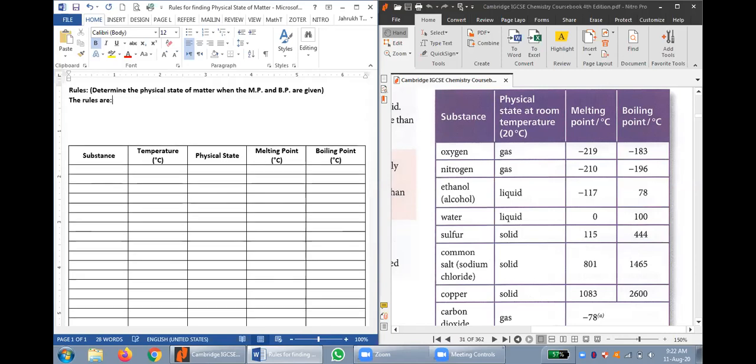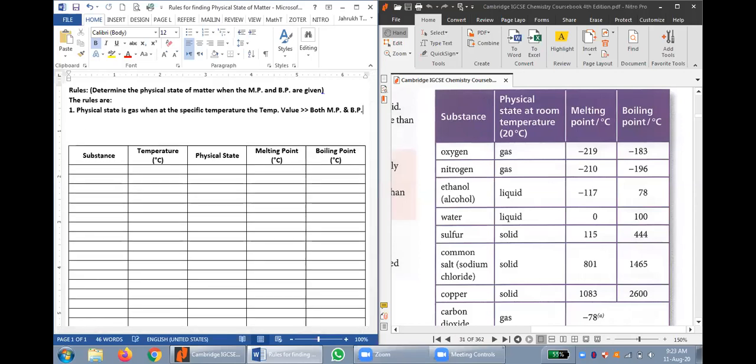The rules are: physical state is gas when at the specific temperature the temperature value is greater than both melting point and boiling point. Okay. Right.